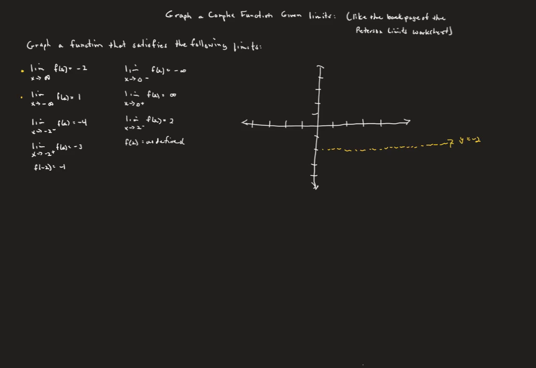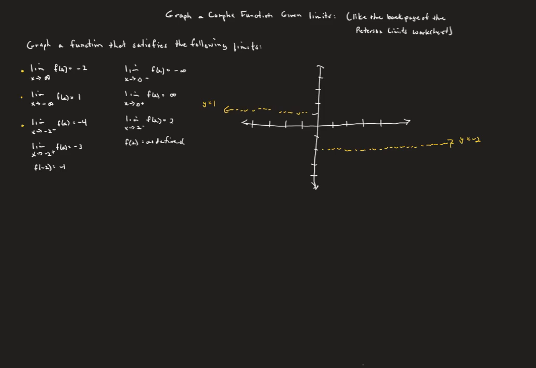Now as x goes to -infinity, this is going to approach +1. So that means we're going to have a different horizontal asymptote going to the left. So I'm going to put that in there and label it y equals 1. So our left-hand limit is different than the right-hand limit.